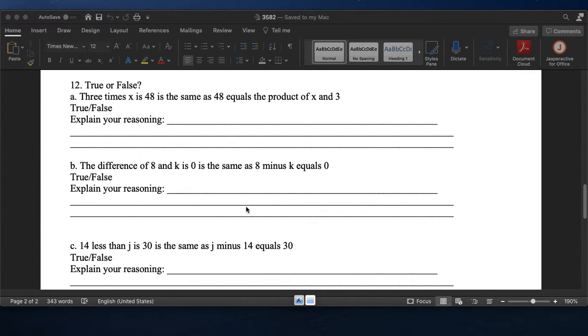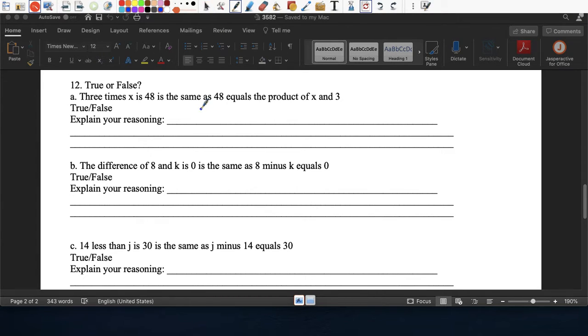True or false? 3 times 48. So let's write it down. 3 times 48 is the same as 48 equals the product of 3 and x, right? Are these two the same? These two. So this one is not the same.